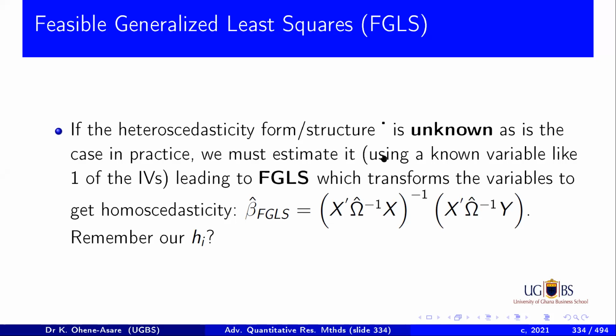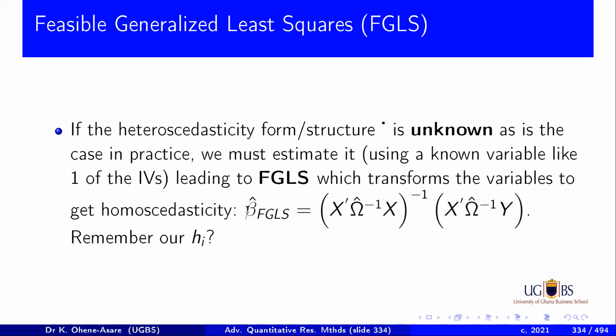Okay? If it is not known, then if you use a known variable, like one of the independent variables, and I'll demonstrate this for you, it will lead to what is known as a feasible GLS. Okay. So the feasible GLS transforms the variable so that the variable will become homoscedastic. Now look at the feasible GLS.